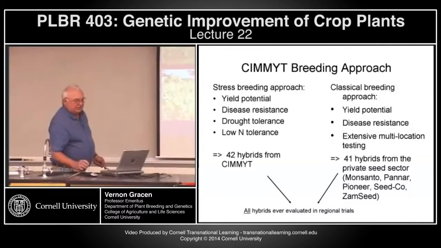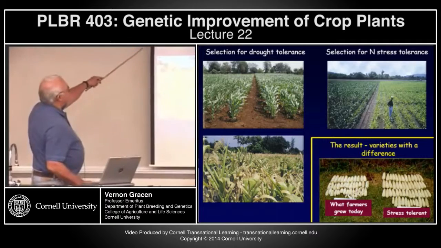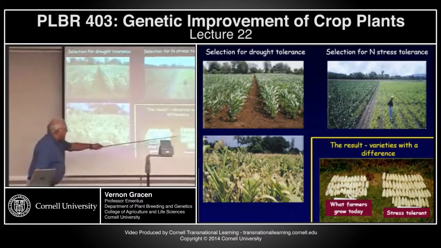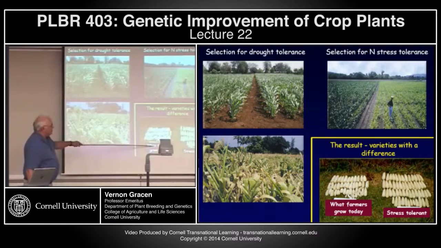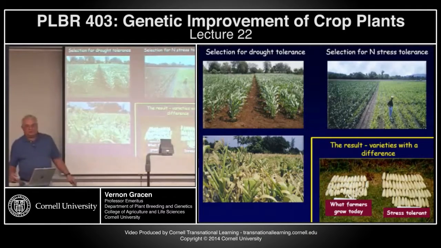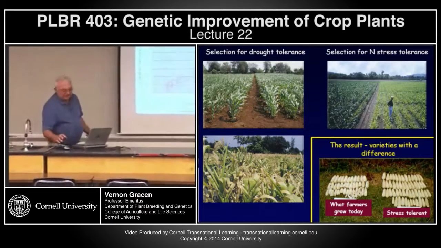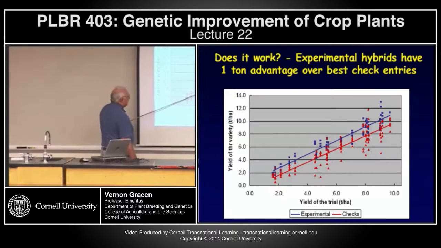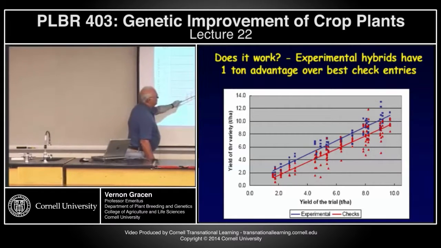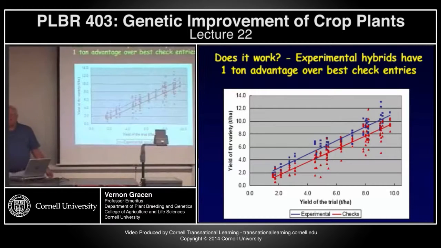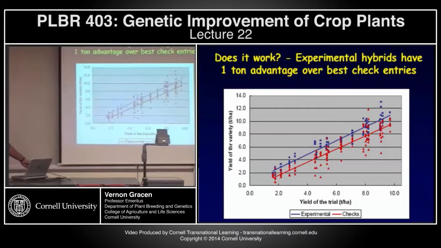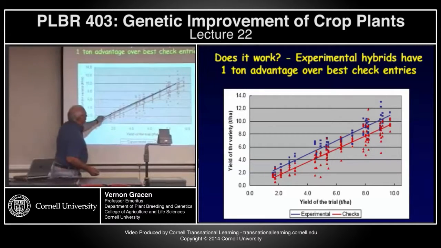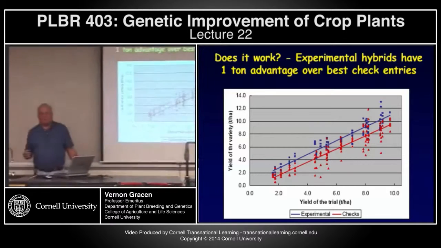And she tested those. This shows selections for drought tolerance, for nitrogen stress. The results. This is what the farmers are growing today. This is what the stress-tolerant varieties do. And in fact, to show that in a little different way, this is the yield level of the private varieties, varieties from the best seed companies at that time in Zimbabwe. These are the experimental varieties coming out of the CIMMYT program.